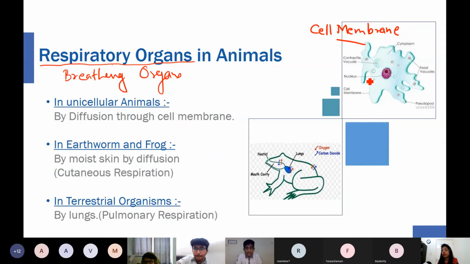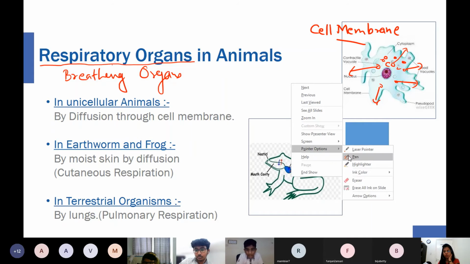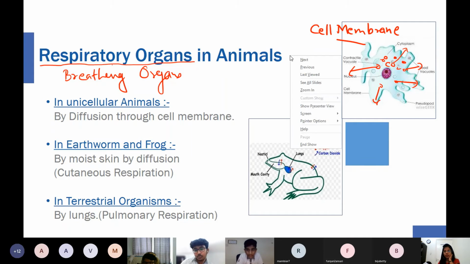Through the cell membrane, when the amoeba is doing the breathing, it has released a lot of carbon dioxide. So this carbon dioxide molecule will go out through the plasma membrane by the process of diffusion. Diffusion means movement of particles from higher concentration to lower concentration.